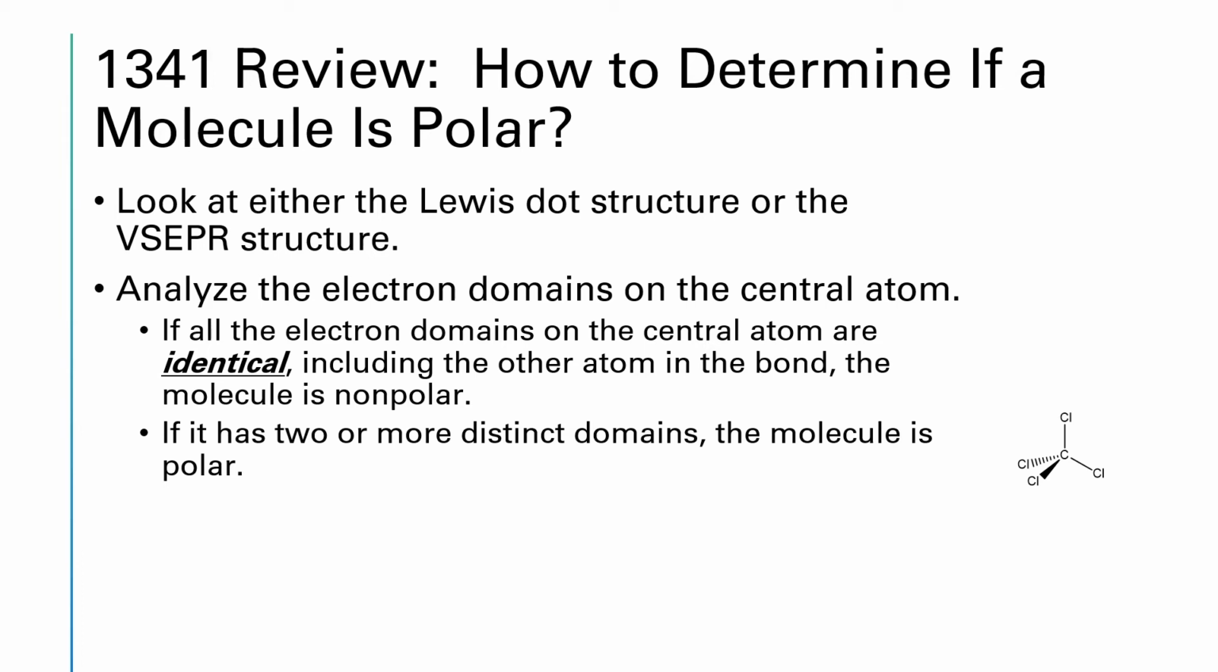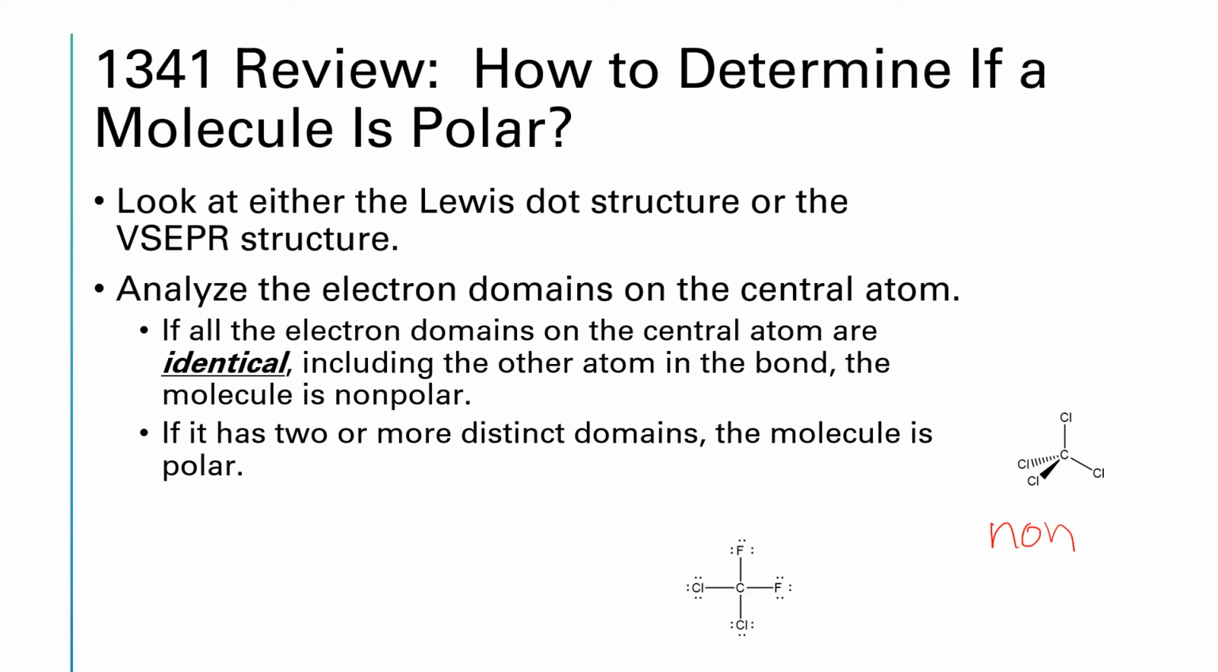So let's take a look at this molecule. This is carbon tetrachloride. When you look at that central carbon atom, there are 4 domains around that central carbon. All 4 domains are single bonds, and the other atom involved in that bond in each and every case is a chlorine. So this molecule has 4 identical electron domains, and that makes it nonpolar.